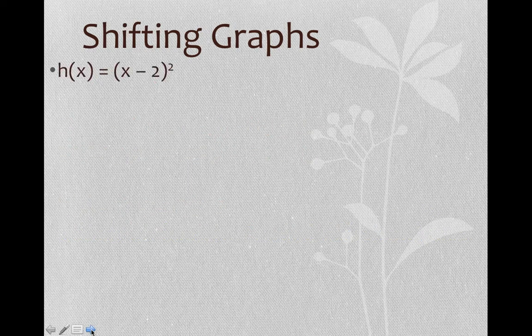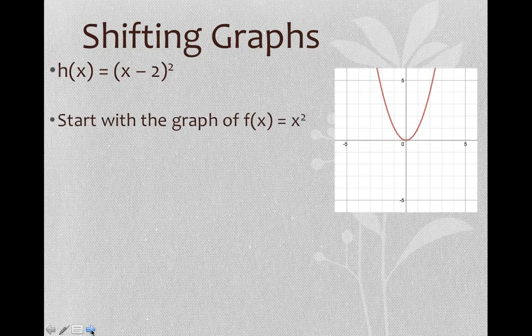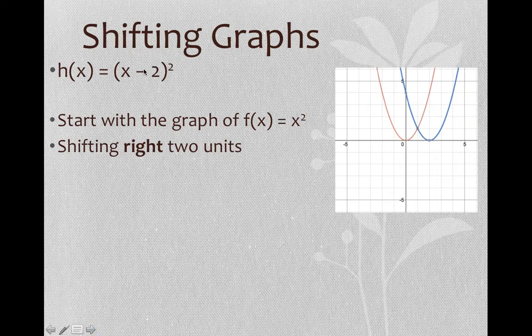What happens then when I put a number on the inside of the function? Well, we're still going to start here with the parent function, which in this case is the parabola f of x equals x squared. But this time, because this 2 is inside the function, so it's being subtracted before the function is applied, this is going to shift to the right 2 units. Now, most of the time when we look at this, we would think minus 2 should go to the left 2 units. But this is always going to do the opposite of what we think.